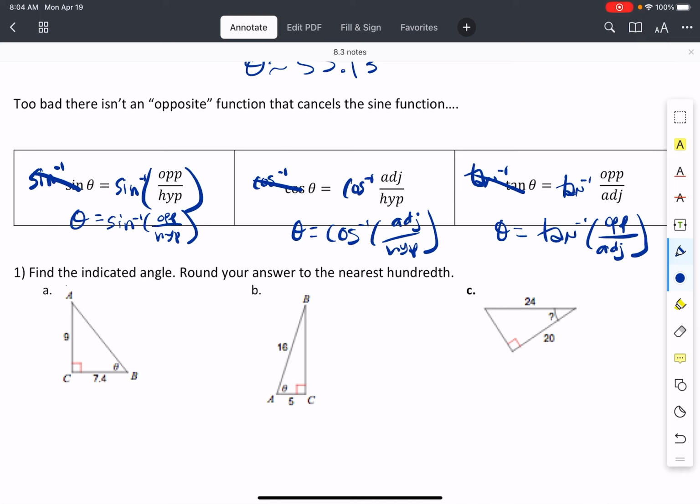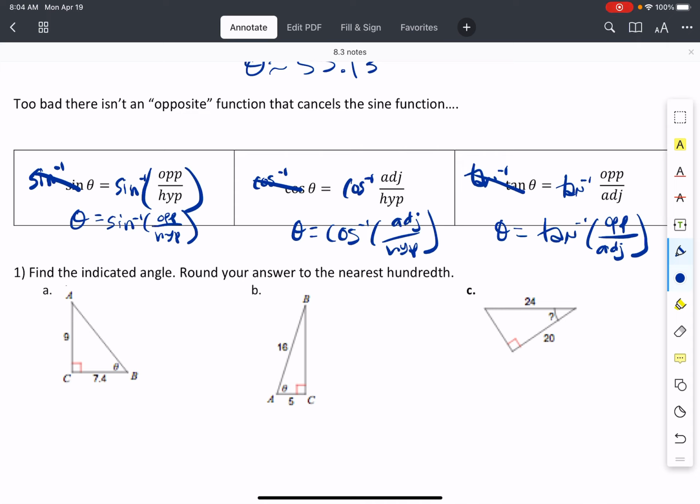If the sine of theta is opposite over hypotenuse, then why wouldn't you just flip it? Well, because I'm not trying to cancel out the fraction, I'm trying to cancel out the sine function. Oh, okay. Okay? Yeah. All right, so now we're going to practice this.